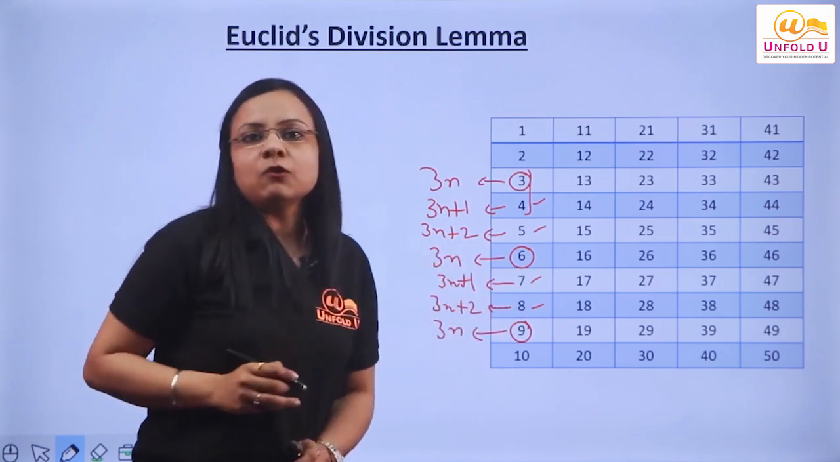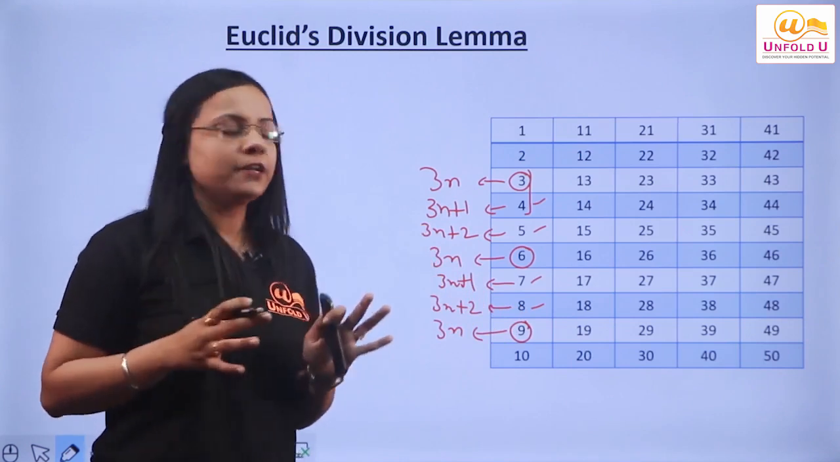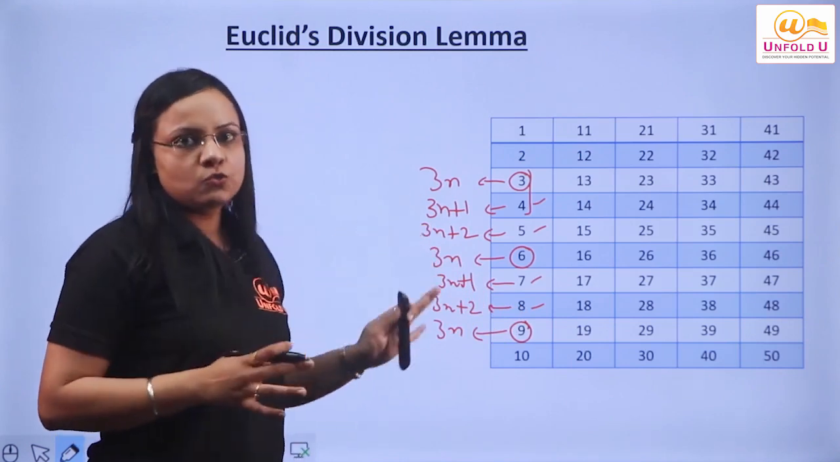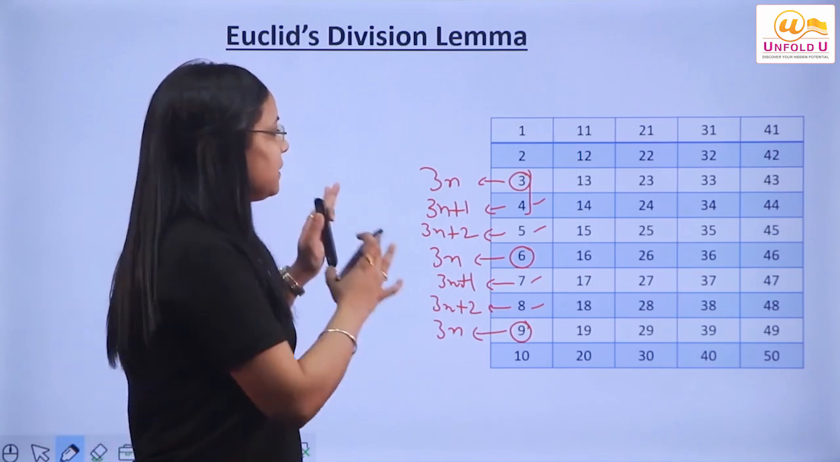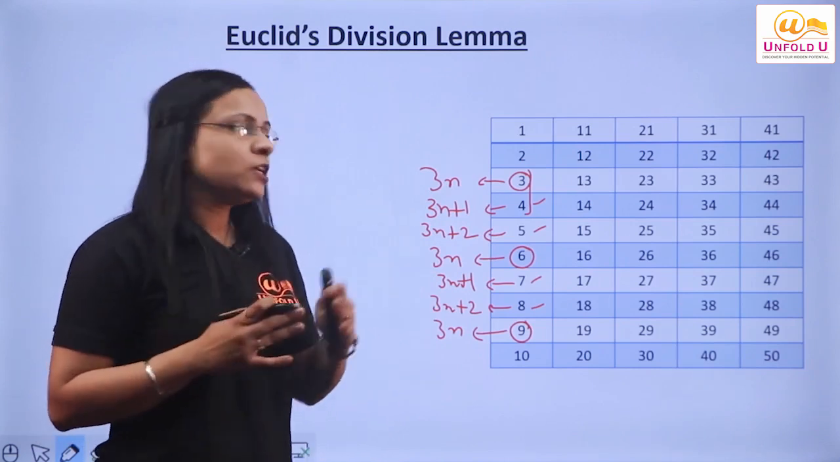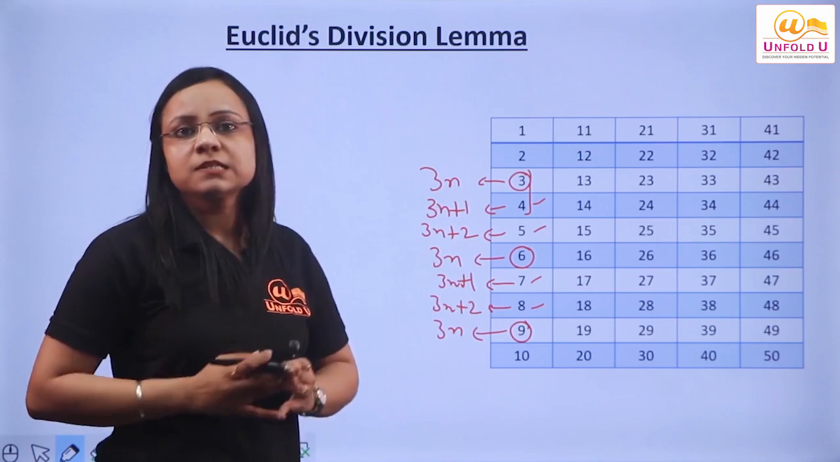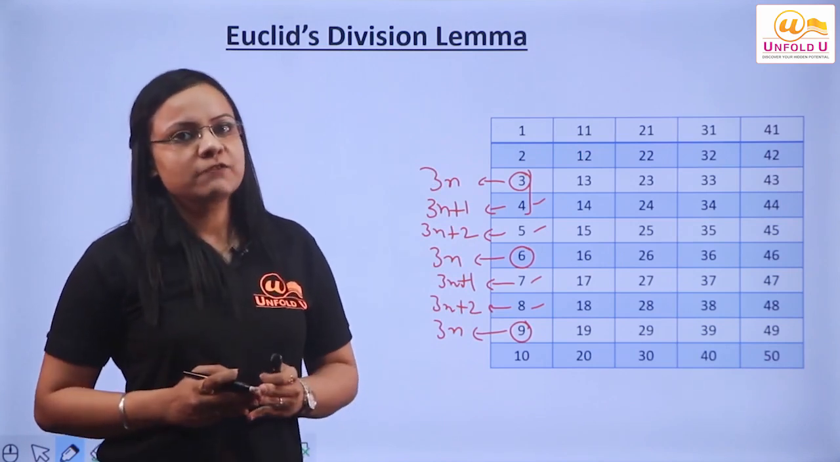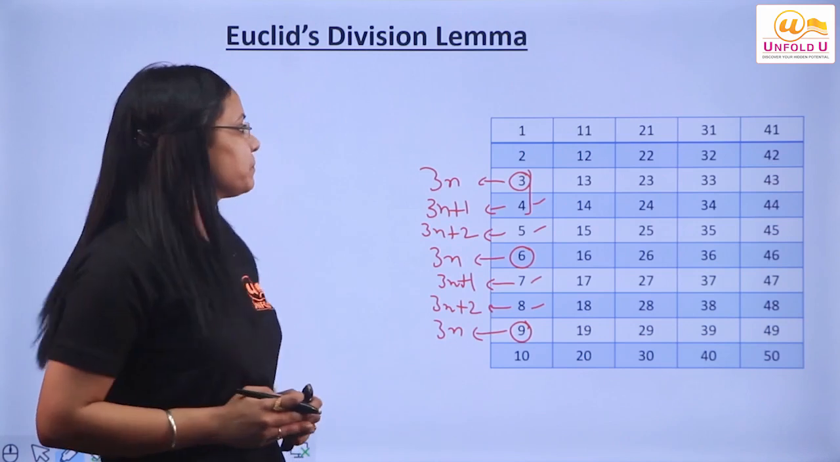So what do we find out? That all the integers can be written in the form 3n, 3n plus 1, 3n plus 2 if we are talking in the multiples of 3. So this, which we just studied from this table, how to write this, how to prove this using Euclid's division lemma, let's find out.